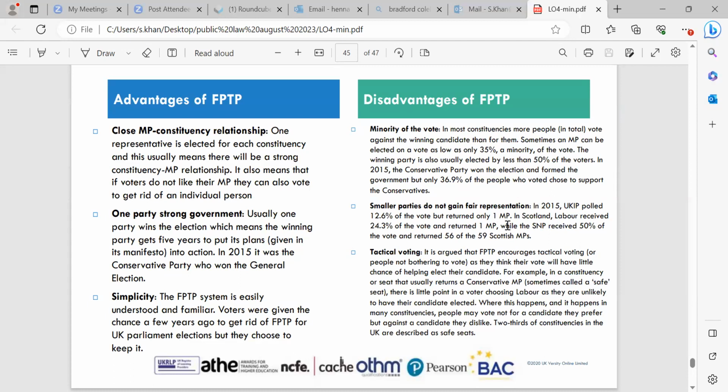The disadvantage of the first past the post system is the minority of the vote. In most constituencies, more people vote against the winning candidate than for them. Sometimes an MP can be elected on a vote as low as only 35%, a minority of the vote. The winning party is also usually elected by less than 50% of the voters. In 2015, the Conservative Party won the election and formed the government, but only 36.9% of the people who voted chose to support the Conservatives.